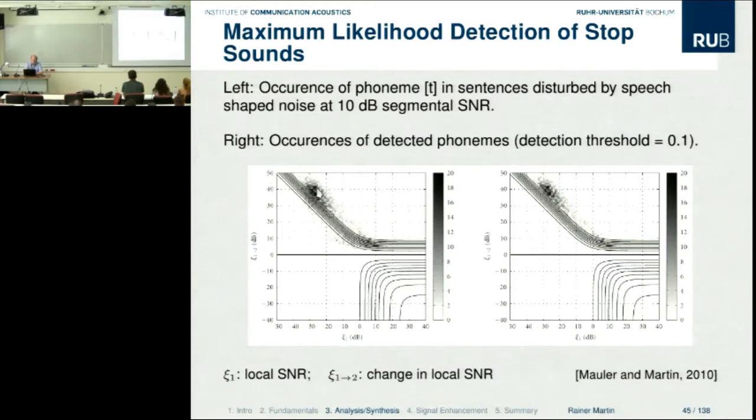And the dotted or gray shaded blobs and points here are taken from the TIMIT database. These are the T sounds, or the T phonemes, plotted into this diagram in terms of the signal-to-noise ratio, the 10 dB segmental signal-to-noise ratio experiment, and the kind of power change that we saw. And you can see here on the right-hand side the T sounds that could be detected with this detector. They are in this area, and that's not all of them. There are also some T sounds which cannot be detected because they are too weak. The power change is not strong enough, but most of them can be detected.